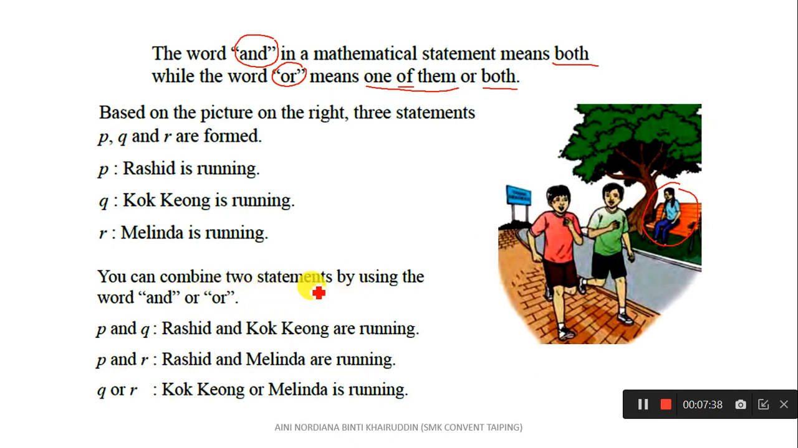So you can combine two statements by using the word "and" or "or". Let's say P and Q: Rashid and Kok Kyung are running. This is how we combine P and Q. Now we want to combine P and R: Rashid and Melinda are running. Now Q or R: Kok Kyung or Melinda is running.